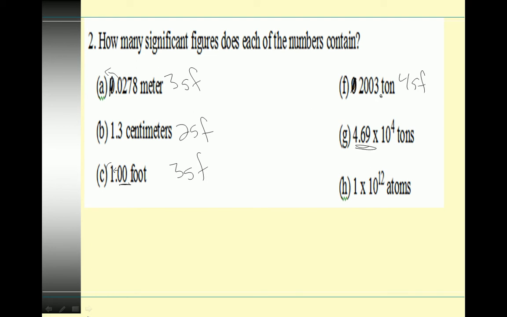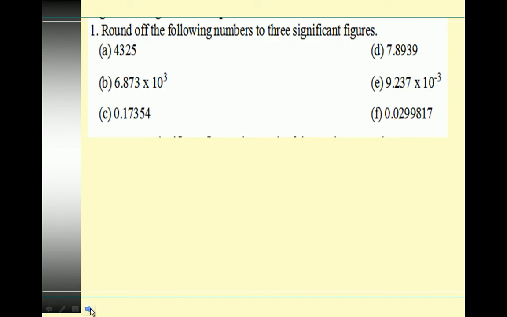This one doesn't have any zeros. Notice scientific notation makes sig figs easier because you don't have to worry about where those zeros are. And that would be 3 sig figs. This one only has 1 sig fig. So those zeros in scientific notation are not significant.